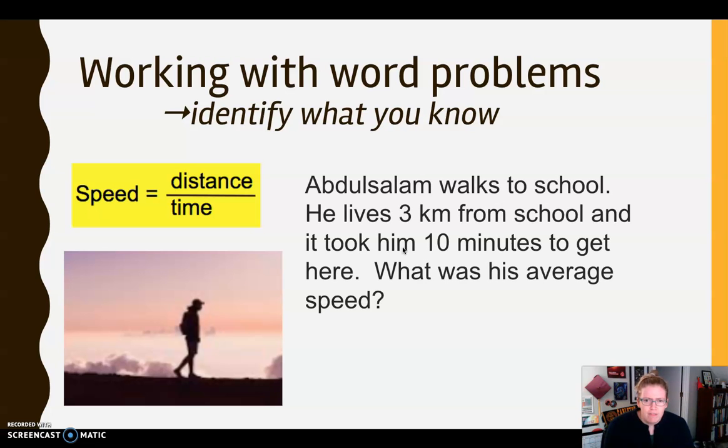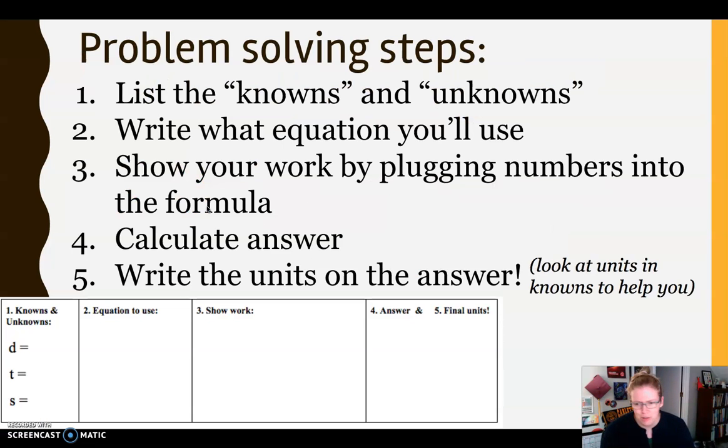Take a moment and try figuring out what the numbers tell you in this problem. So you looked at the numbers: 3 km, which means 3 kilometers, which is a distance. And our other number is 10 minutes, and that's a time. If you got those, give yourself a pat on the back. You're going to do just fine with this.